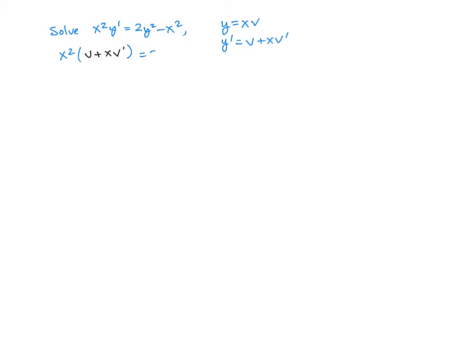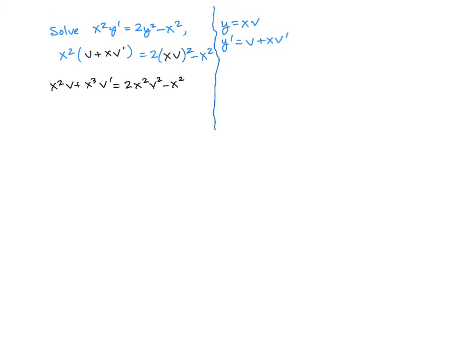And that's equal to 2 times y squared. Well, y is actually x times v, so again, that's going to be squared, and then minus x squared. And let's put a little wall up here just to divide those. All right, so now we distribute, and we're going to have x squared times v, plus now an x cubed times v prime. And then over here, we're going to have a 2x squared v squared, and then minus an x squared.